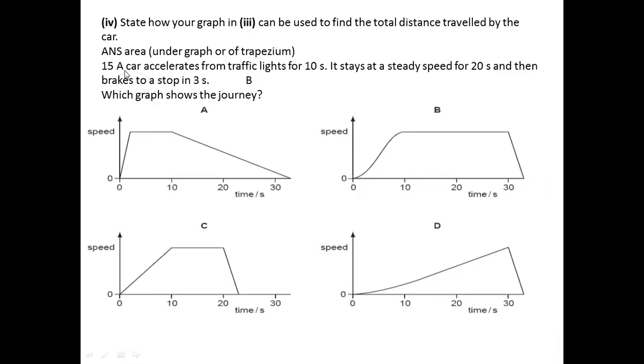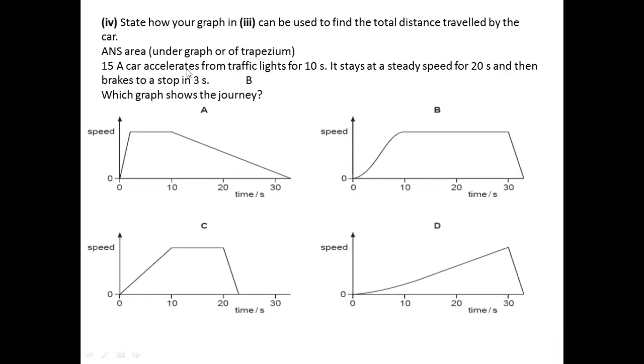Next question. A car accelerates from a traffic light for 10 seconds. It stays at a steady speed for 20 seconds and then brakes to a stop in 3 seconds. Which graph shows the journey? So correct answer is B.